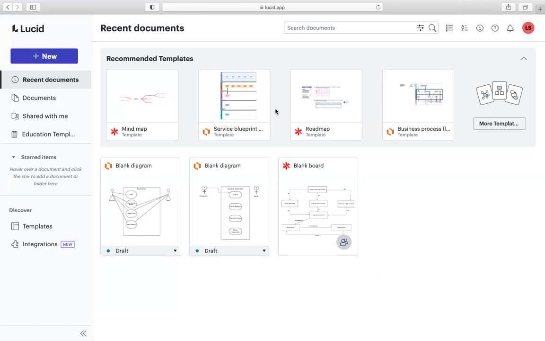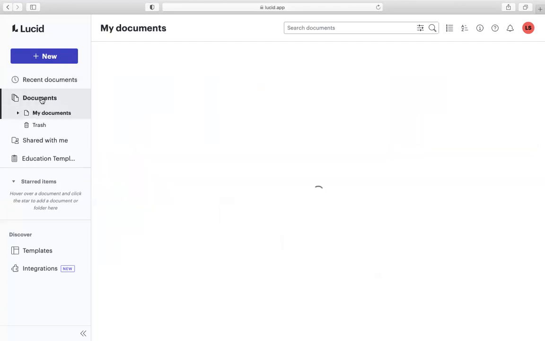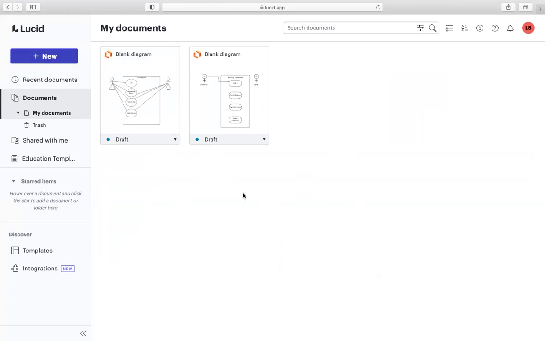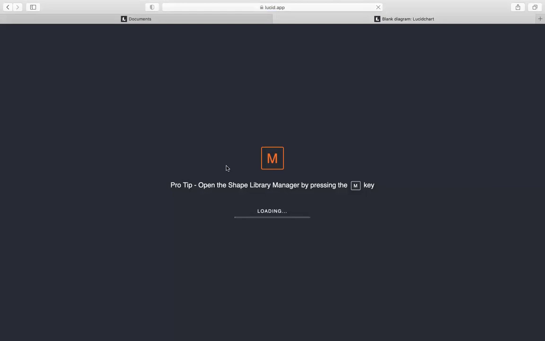Now, let us go with a blank diagram. I want us to use something new so that people can understand this from scratch. Let us go to blank document, blank. When you click on blank, yes, it is loading.